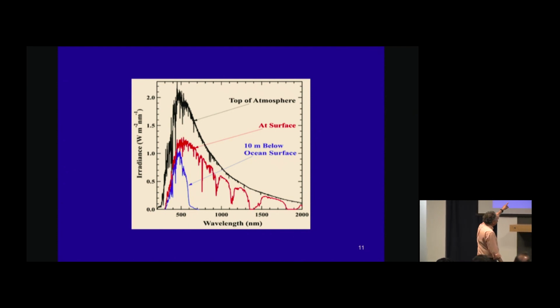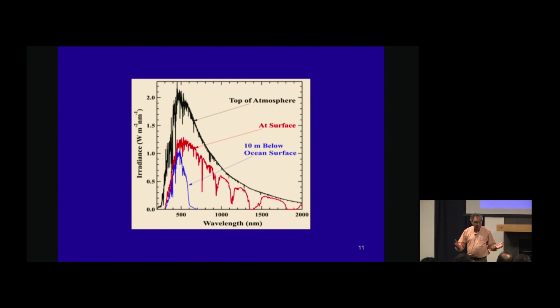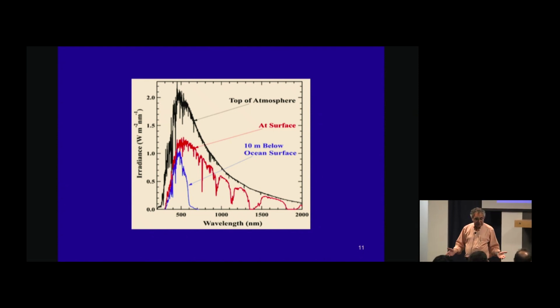Now, let's take a look at this. Top of the atmosphere, and then at the surface. This is the spectrum that you would measure, and you see these bands of absorption, and those are gases. Water and carbon dioxide, for example, the two main ones today.